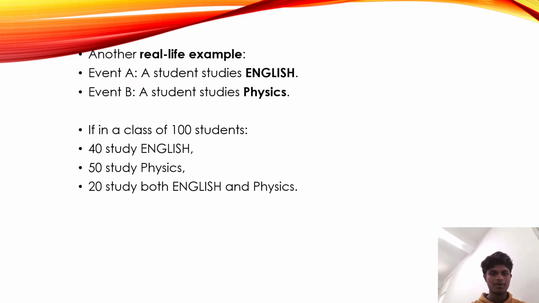Another real life example. Event A: a student studies English, event B: a student studies physics. If in a class of 100 students, 40 study English, 50 study physics, and 20 study both English and physics. Joint probability in weather forecasting is used to determine the likelihood of two or more weather events occurring together, such as the probability that it will both rain and be windy on the same day.